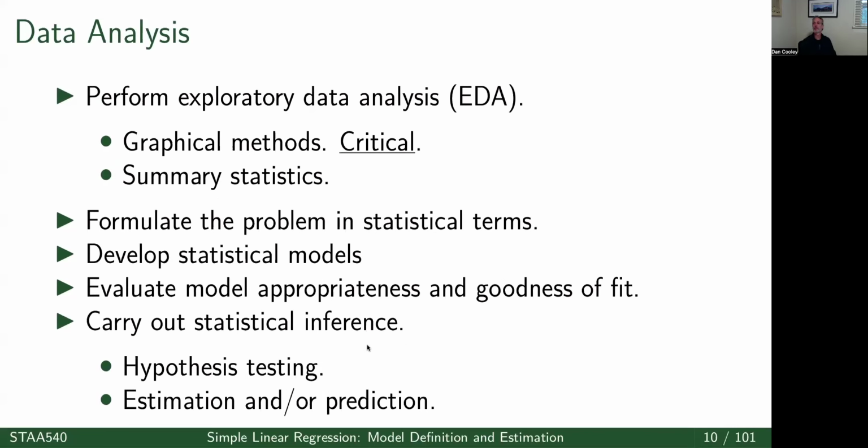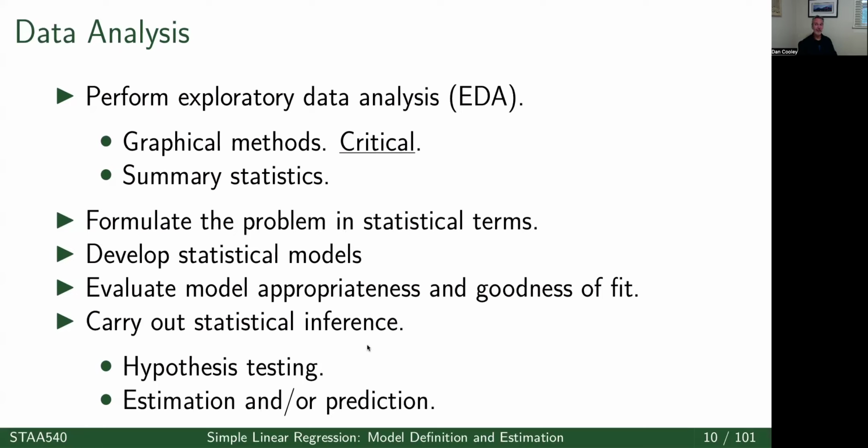Okay, and then finally we get to the data analysis. And that's a lot of what we're going to talk about in this class. We're going to fit a model. We're going to estimate some parameters. We're going to say, hey, here's how we interpret those parameters. We'll run some tests. We'll say that the slope is significantly different from 0 in our simple linear regression model.